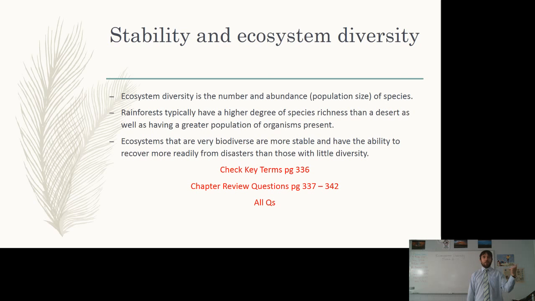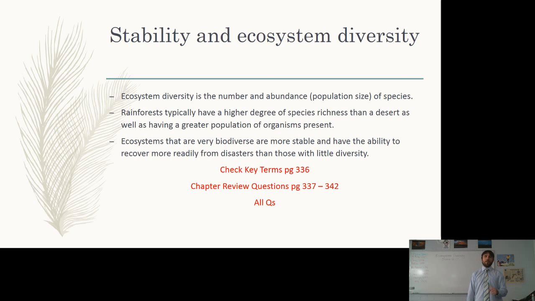Now, this could be contrasted to grassland, which we've talked about in a few different classes so far. Grassland actually has very little species diversity, but it has incredibly high abundance of species, and particularly the population of producers present. And this is because of the amount of food available and the different competitive advantages that are presented there. The ecosystems that are extremely biodiverse are far more stable, and so they have the ability to recover more readily from those disasters than those with little diversity.